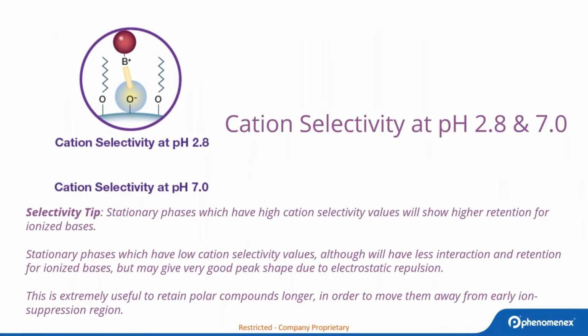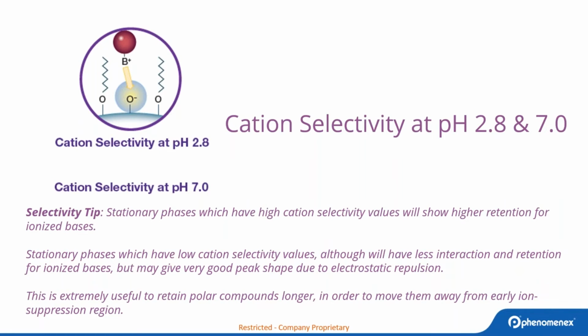Finally, we're going to look at cation selectivity at 2 different pHs, 2.8 and 7.0, right? So stationary phases, which have a high cationic selectivity value, will show higher retention for ionized bases. Now note that that's not neutral bases necessarily, but ionized bases. Stationary phases which have low cation selectivity values, although they have less interaction and retention for ionized bases, they may give better peak shape due to electrostatic repulsion, right?